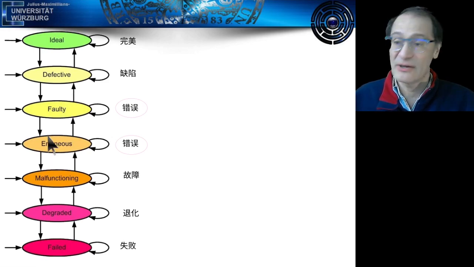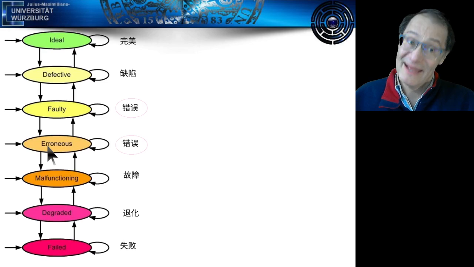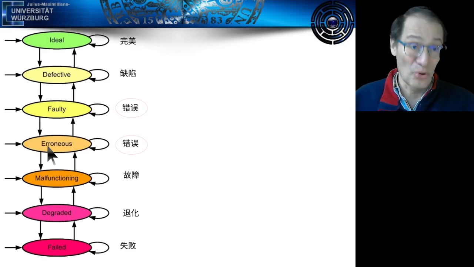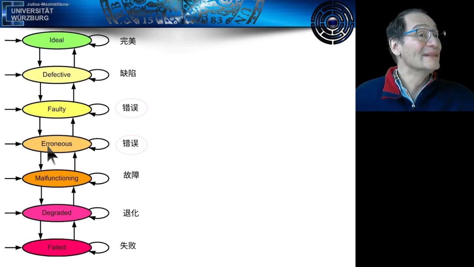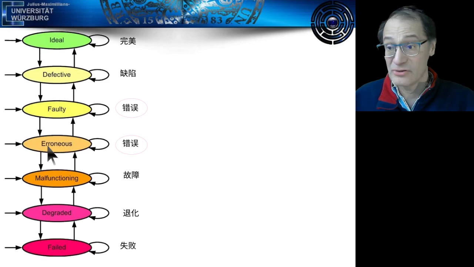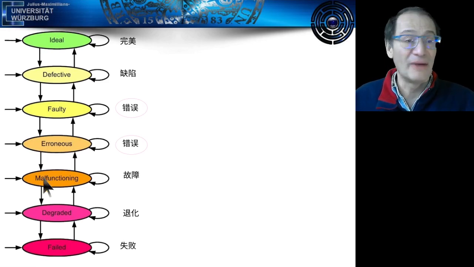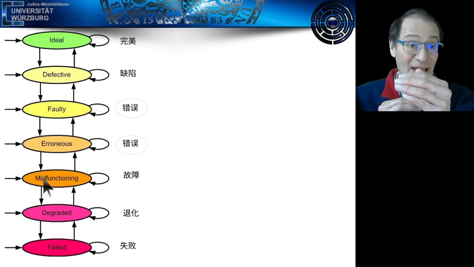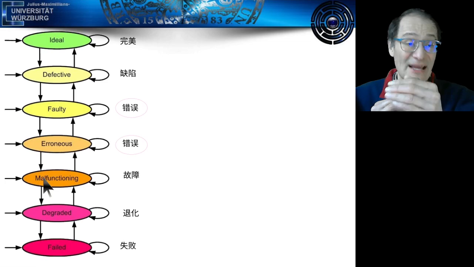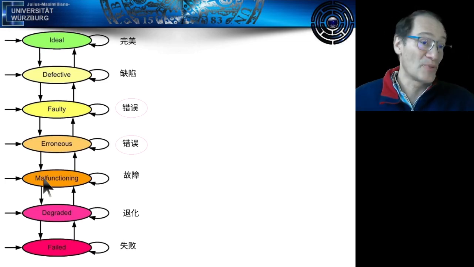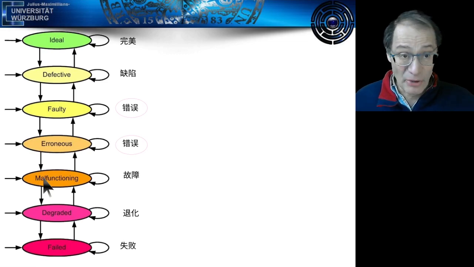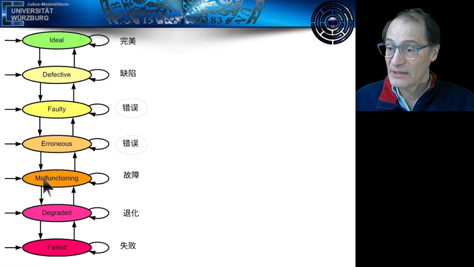And then we have the erroneous situation. Then the system is providing wrong data, or moving in a wrong direction, or doing something wrong. This is the erroneous situation. Then we have the malfunction. The system or this module shall provide some data or some service or some movement or some forces, and now is providing something different. Maybe nothing, or maybe something wrong.